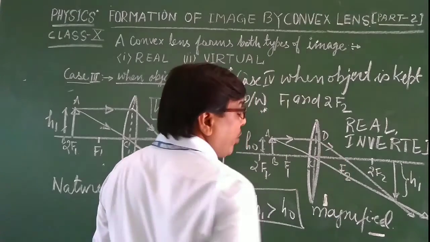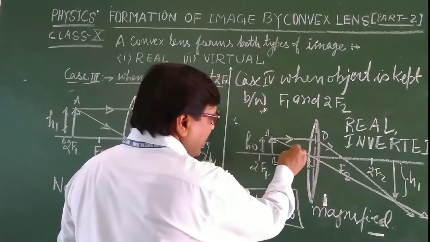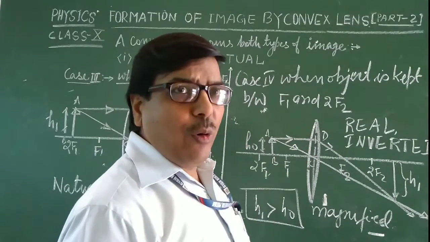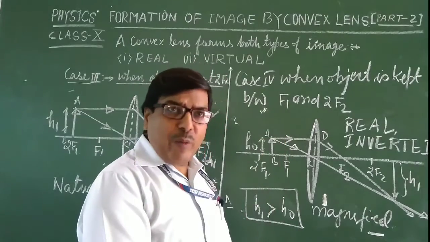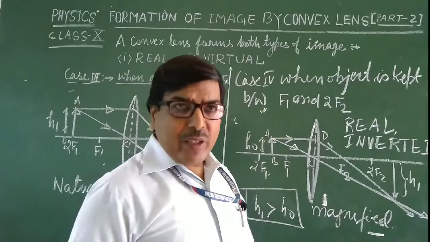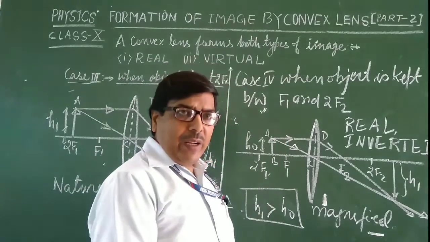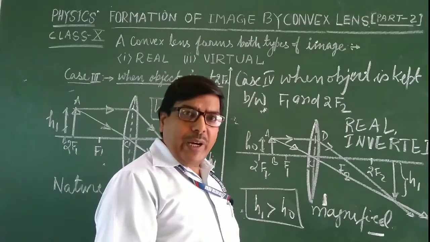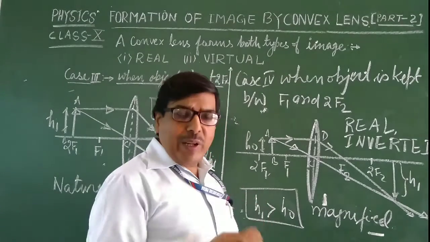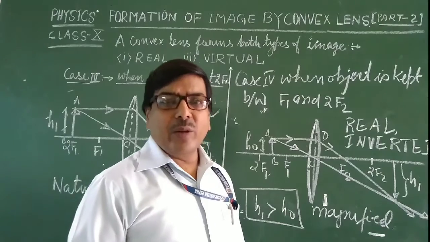You can take the points D. This is how the image is formed by a convex lens. We observe and learn. Okay, next part we will discuss later. Thank you. Thanks.